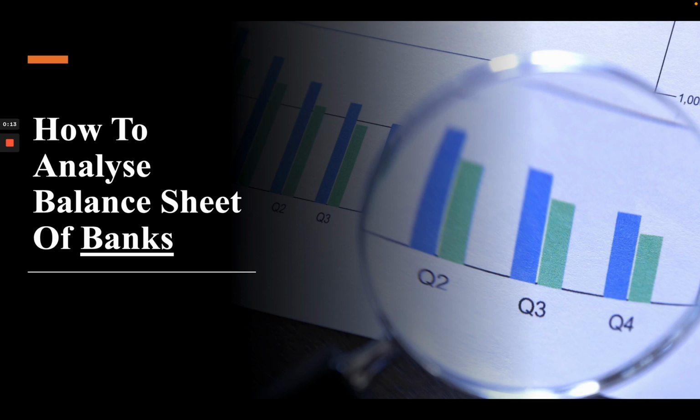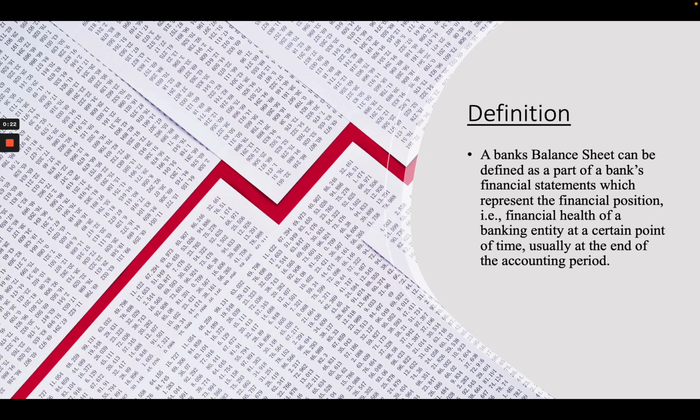Now, today we are going to see how to analyze the balance sheet of banks and the quarterly numbers. So, a bank's balance sheet can be defined as part of a bank's financial statement, which represents the financial position, that is the financial health of a banking entity at a certain point of time, usually at the end of the accounting period or the quarterly ones.